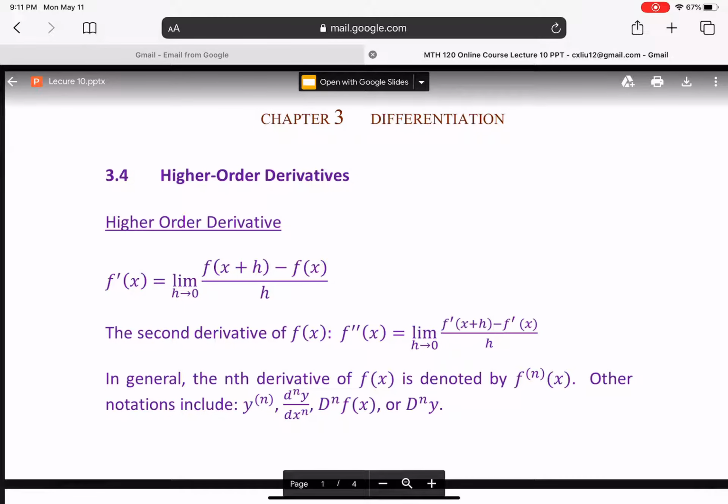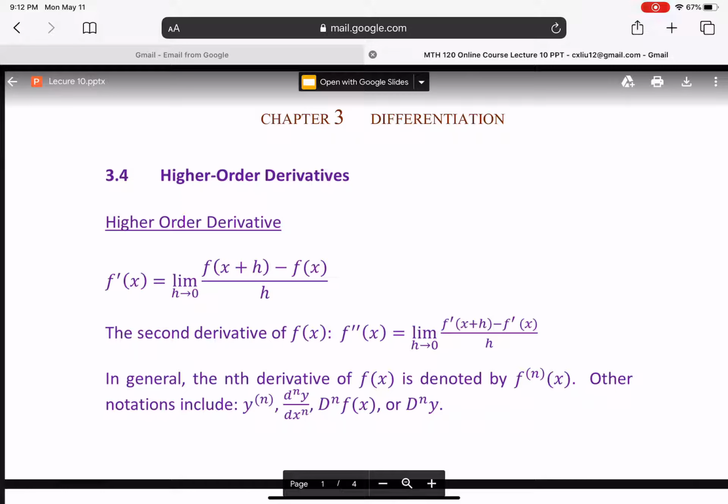Hello. Today we're going to talk about 3.4 higher order derivatives. When you take the derivative of a function, you get another function. So you can repeat this process to get the higher order derivatives of the function. Remember the definition of the derivative of function f, which is denoted by f prime, is equal to the limit of f of x plus h minus f of x over h as h approaches 0.